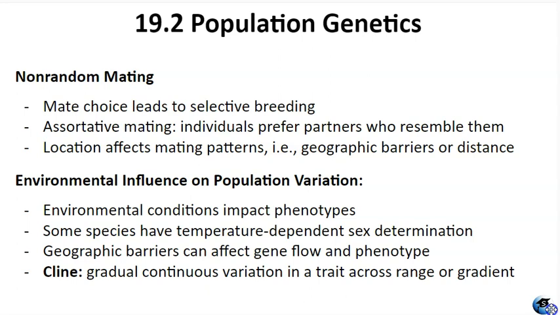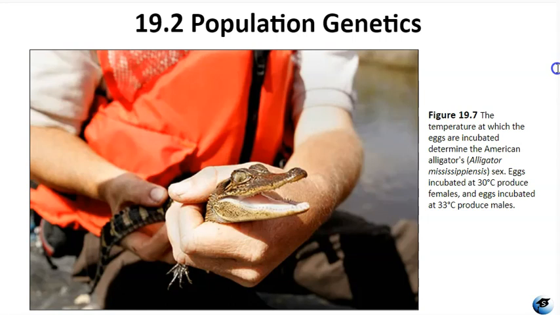For example, warm-blooded animals tend to have larger bodies in cooler climates closer to the poles, enabling better heat conservation, while flowering plants, on the other hand, bloom at different times along mountain slopes. Figure 19.7 is showing a baby alligator, and it's talking about how the temperature at which the eggs are incubated determines the American alligator's sex. Eggs incubated at 30 degrees Celsius produce females, and eggs incubated at 33 degrees Celsius produce males.